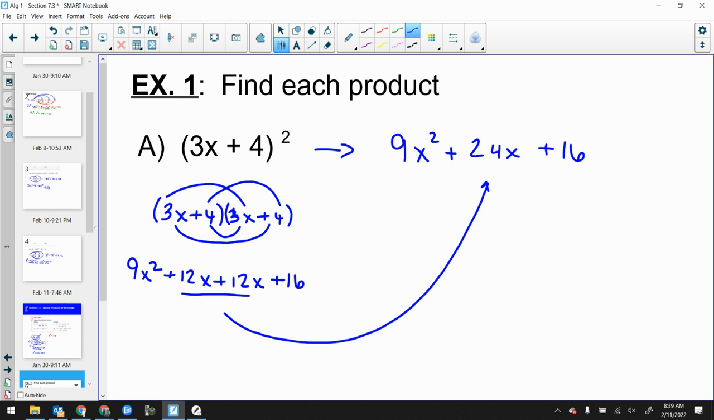Okay, so foiling works the exact same way. But if you remember the trick, you can use the trick. What is the trick again? Square the first, double the product, square the last. Let me show you one more of those.